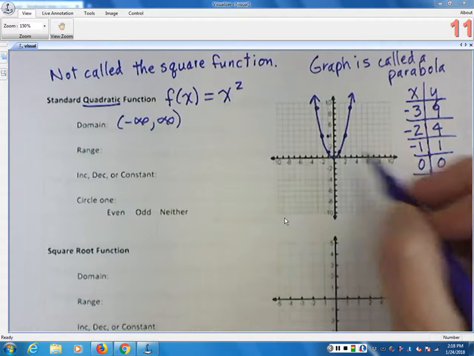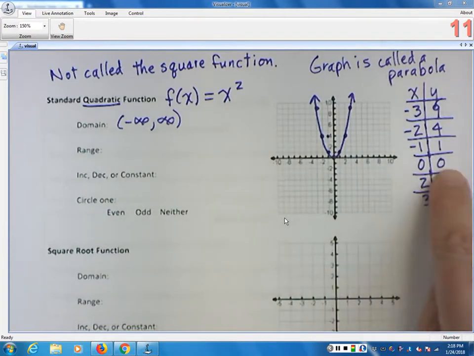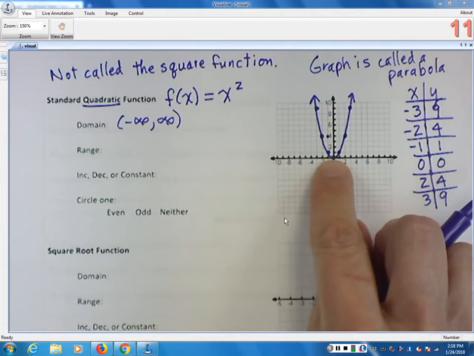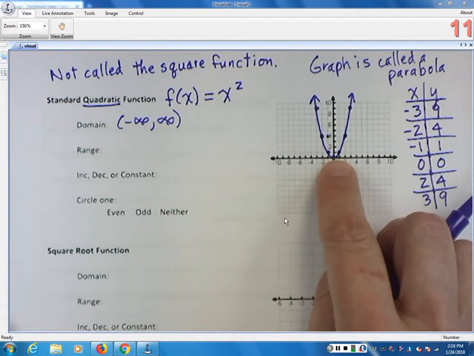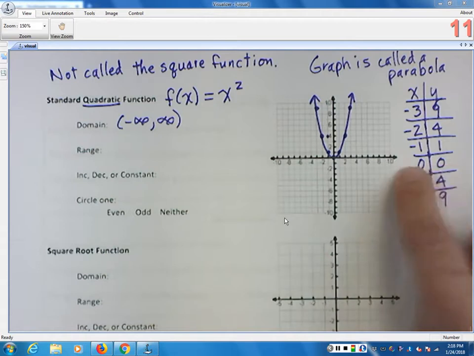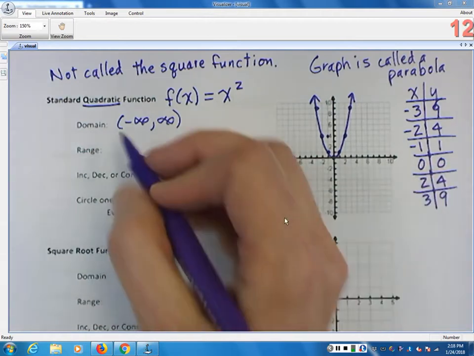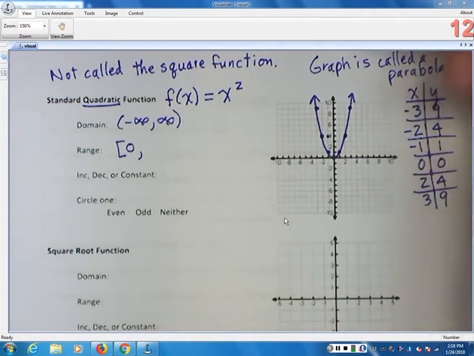Range, again, project to the y-axis, it does take on the value of its vertex. This is called its vertex. The vertex of the standard quadratic function is at the origin. The vertex is where it's changing from decreasing to increasing. Anytime a graph changes like that, it's called a vertex. So it's a square bracket, 0. Y can be 0 through positive infinity.